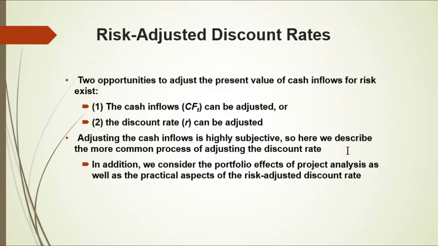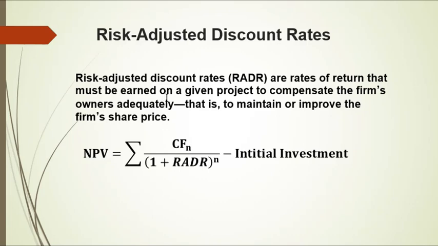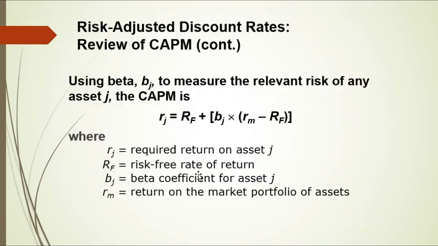So what we're going to look at is how can we adjust the discount rate to account for differences in risk. So our formula for net present value is the same. The thing that's different is right here. The thing that's different is instead of using the weighted average cost of capital of the company, we're going to adjust that number to reflect changes in costs due to increased risk or decreased risk of the particular project.